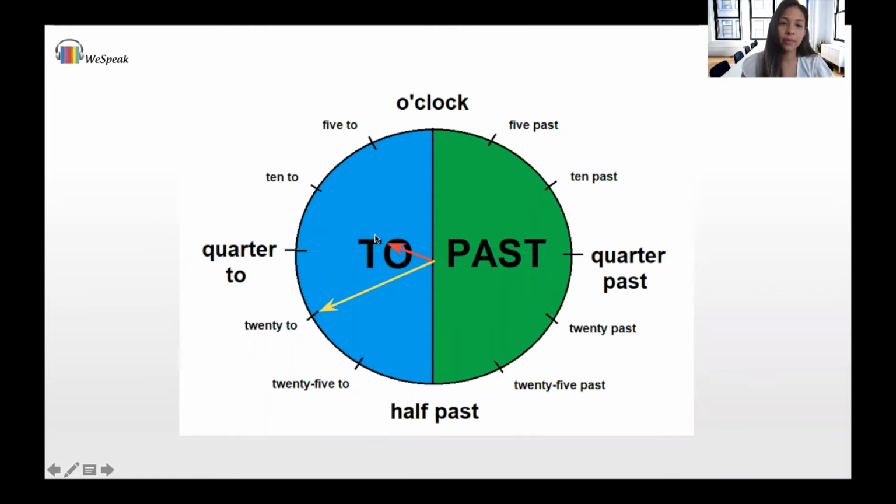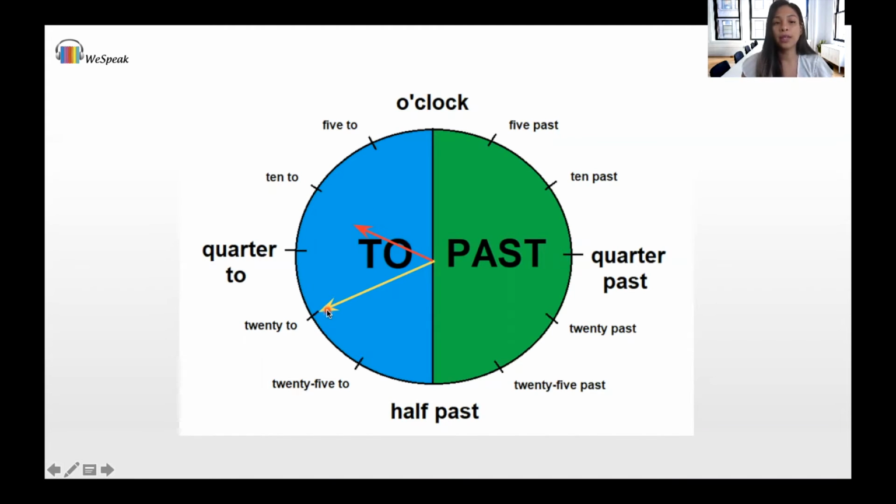Okay, there. What time is it? We are not going to use past anymore because here we have 5, 10, 15, 20, 25, 30, 35, 40 minutes. Remember, after minute 30, we use to.